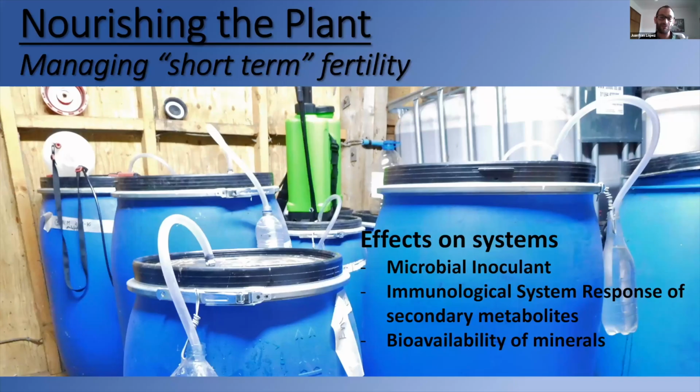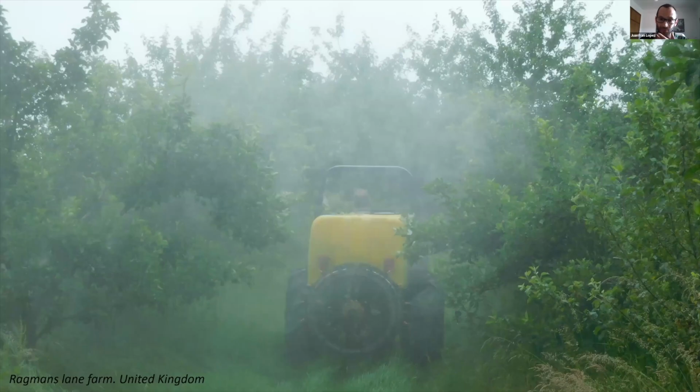In the meantime, while we build soil for a long-term fertility, we need to manage the short-term fertility through foliar spray. This is what I mentioned earlier in the presentation. The biofertilizer has that power to feed the plant for a short period of time, in the meantime, while you build that fertility in the soil. Here we have an image in the UK, spraying biofertilizer in the orchard at Rackmans.